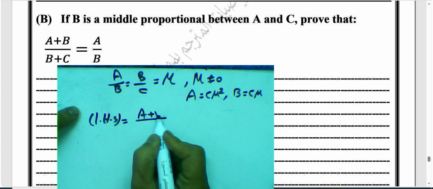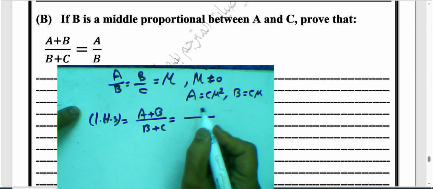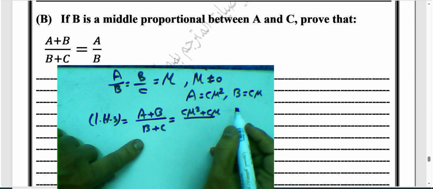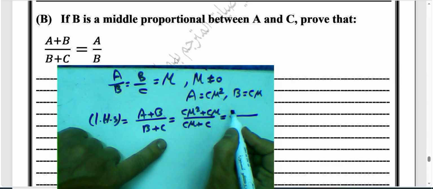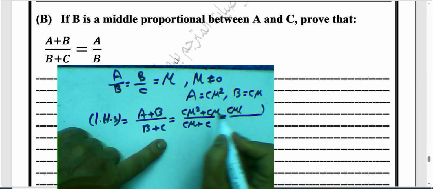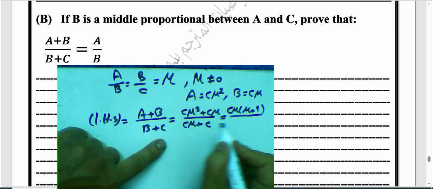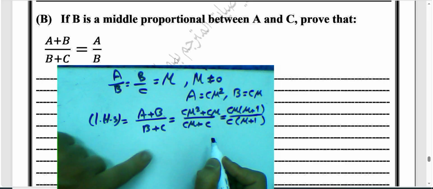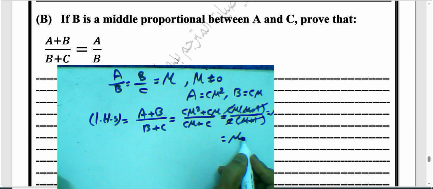The left hand side is equivalent to A plus B over B plus C. The value of A was Cm power 2 plus the value of B, which is Cm, over B which is Cm plus C. Up, we take Cm as a common factor: Cm power 2 divided by Cm equals M, and Cm divided by Cm equals 1. Down, we take C as a common factor: Cm divided by C equals M, and C divided by C equals 1. Now we can cancel the similar terms, and the result will be M in the simplest form.